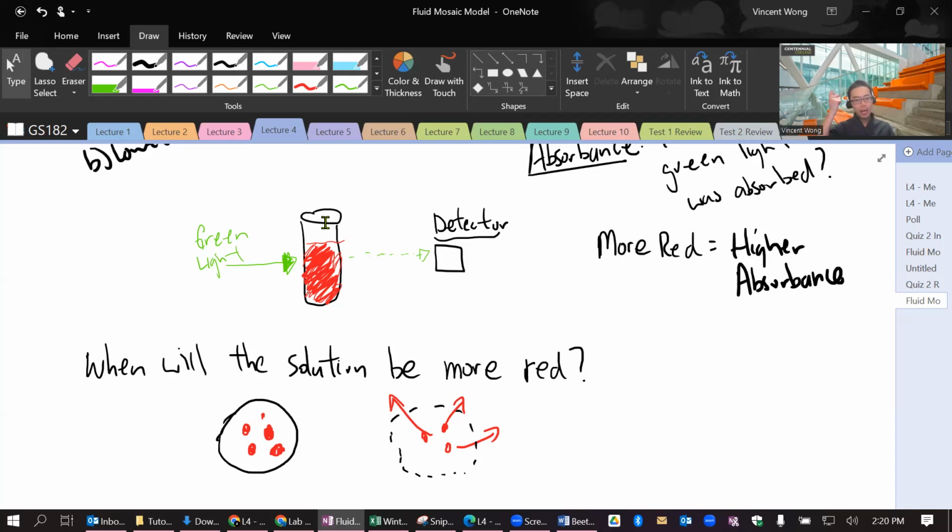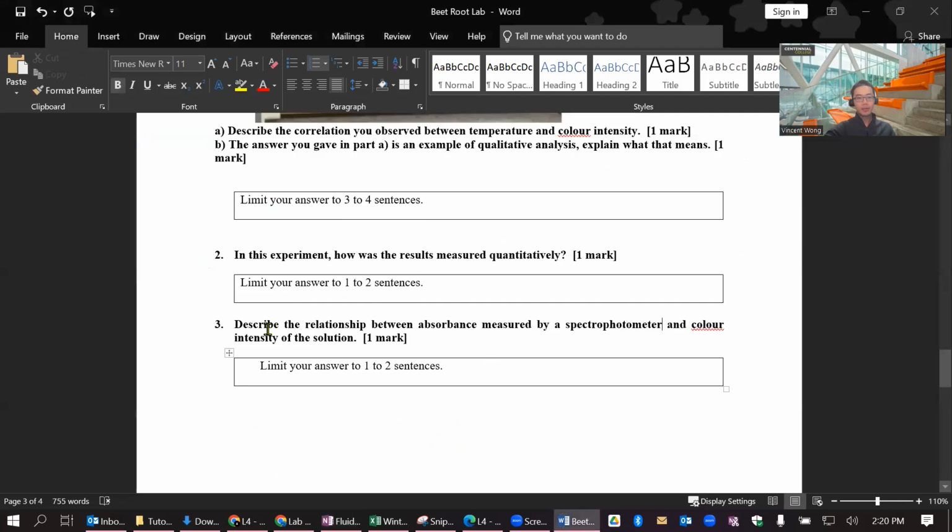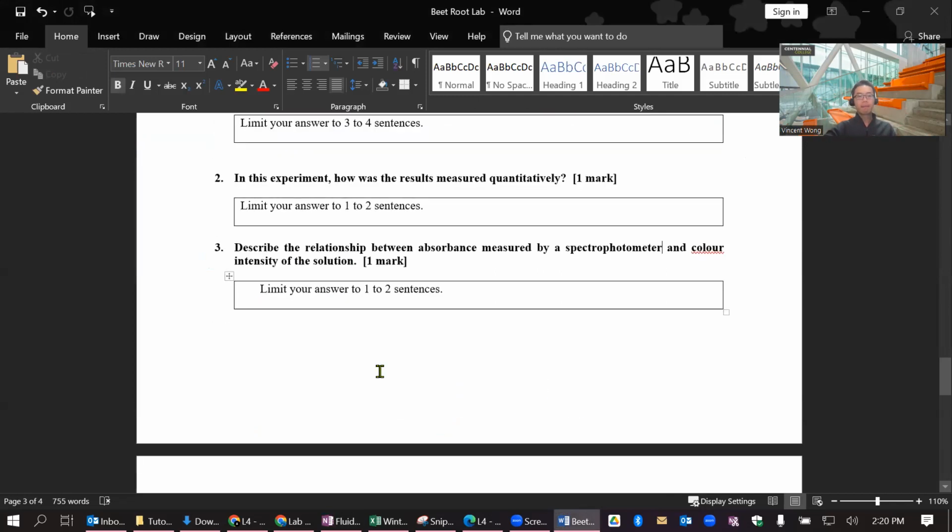Okay, so keep that in mind as you watch the demo and ultimately when you do your lab. Here it says, describe the relationship between the absorbance and the color intensity of the solution. I basically just told you the relationship. You just have to put that in your own words and write it down, okay?